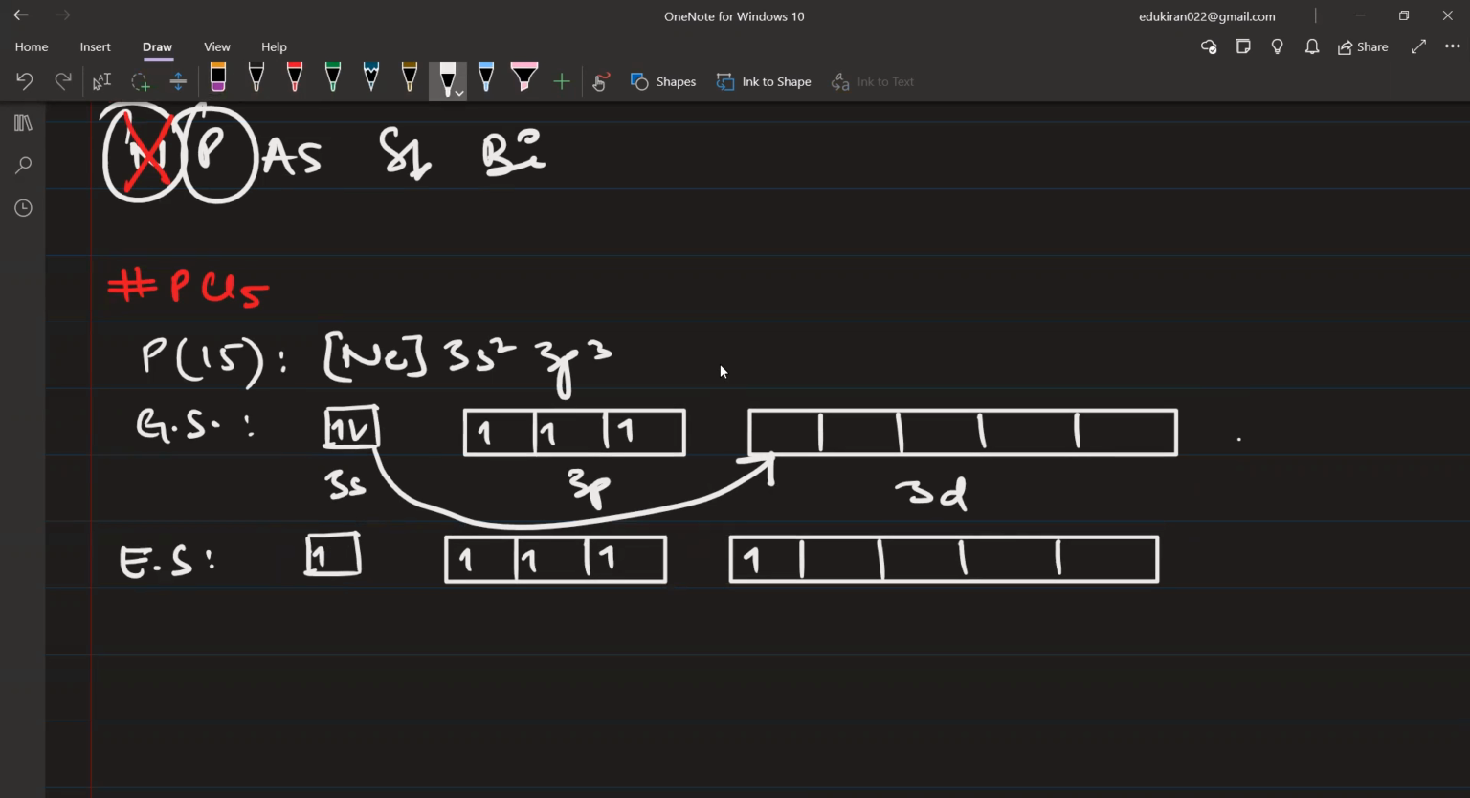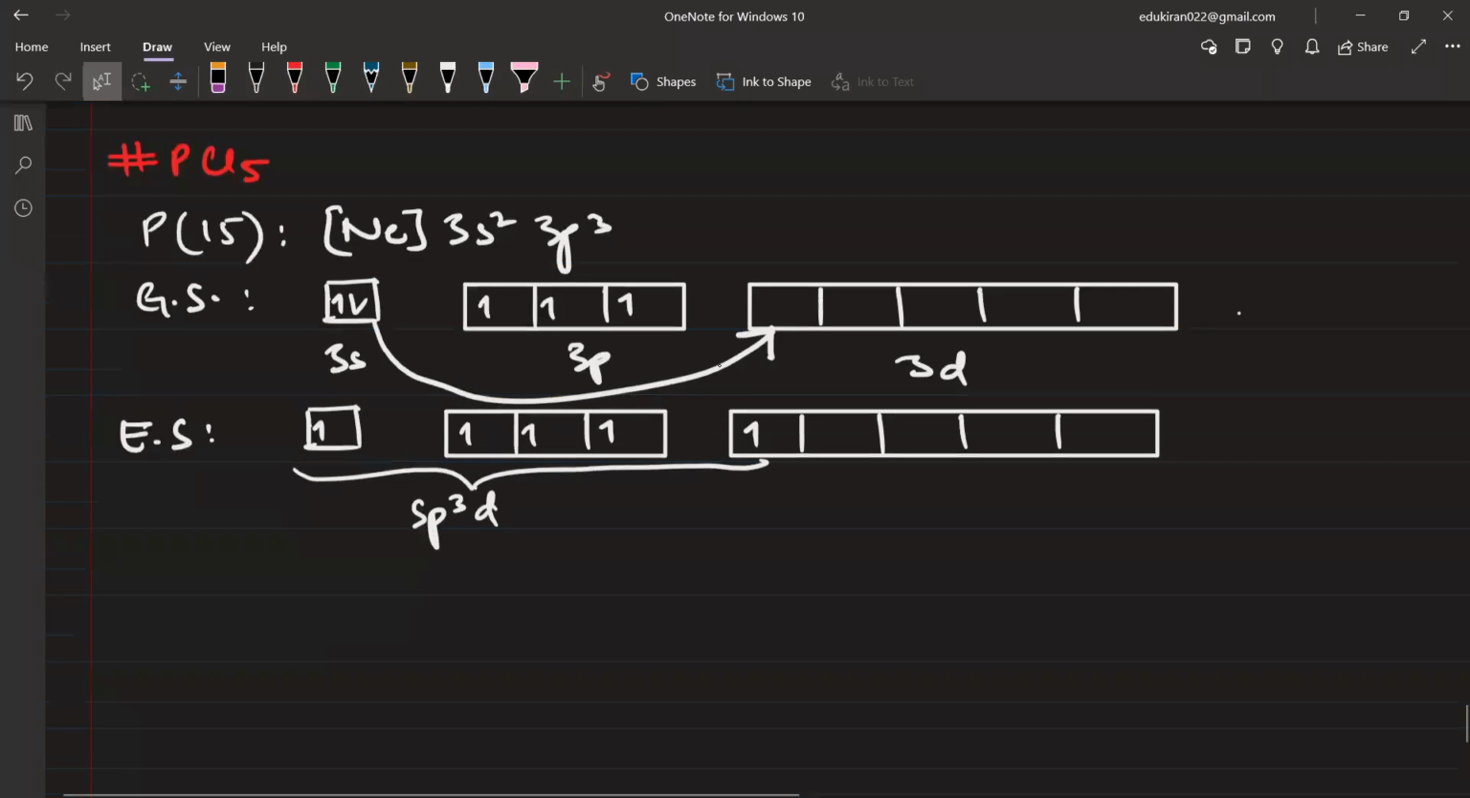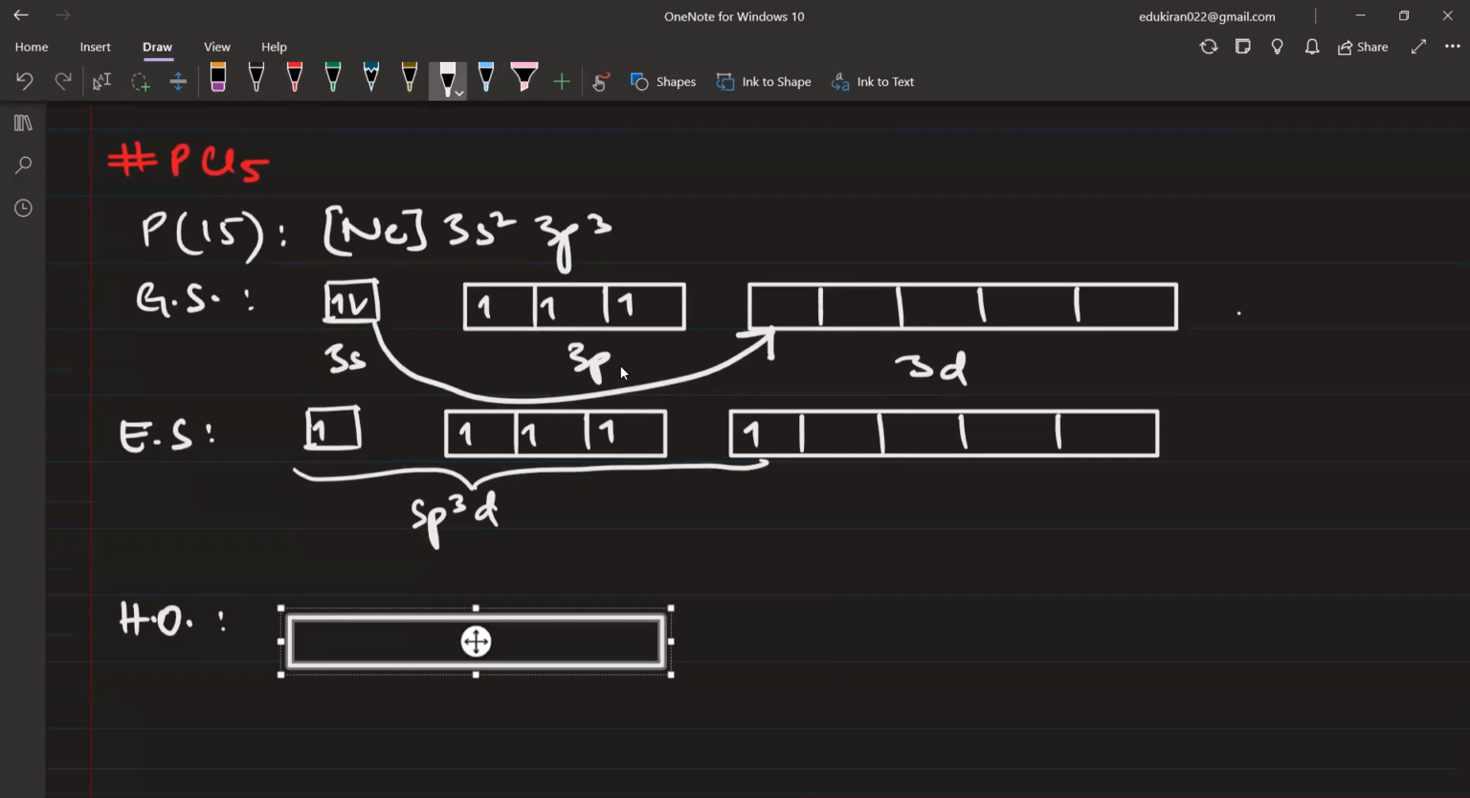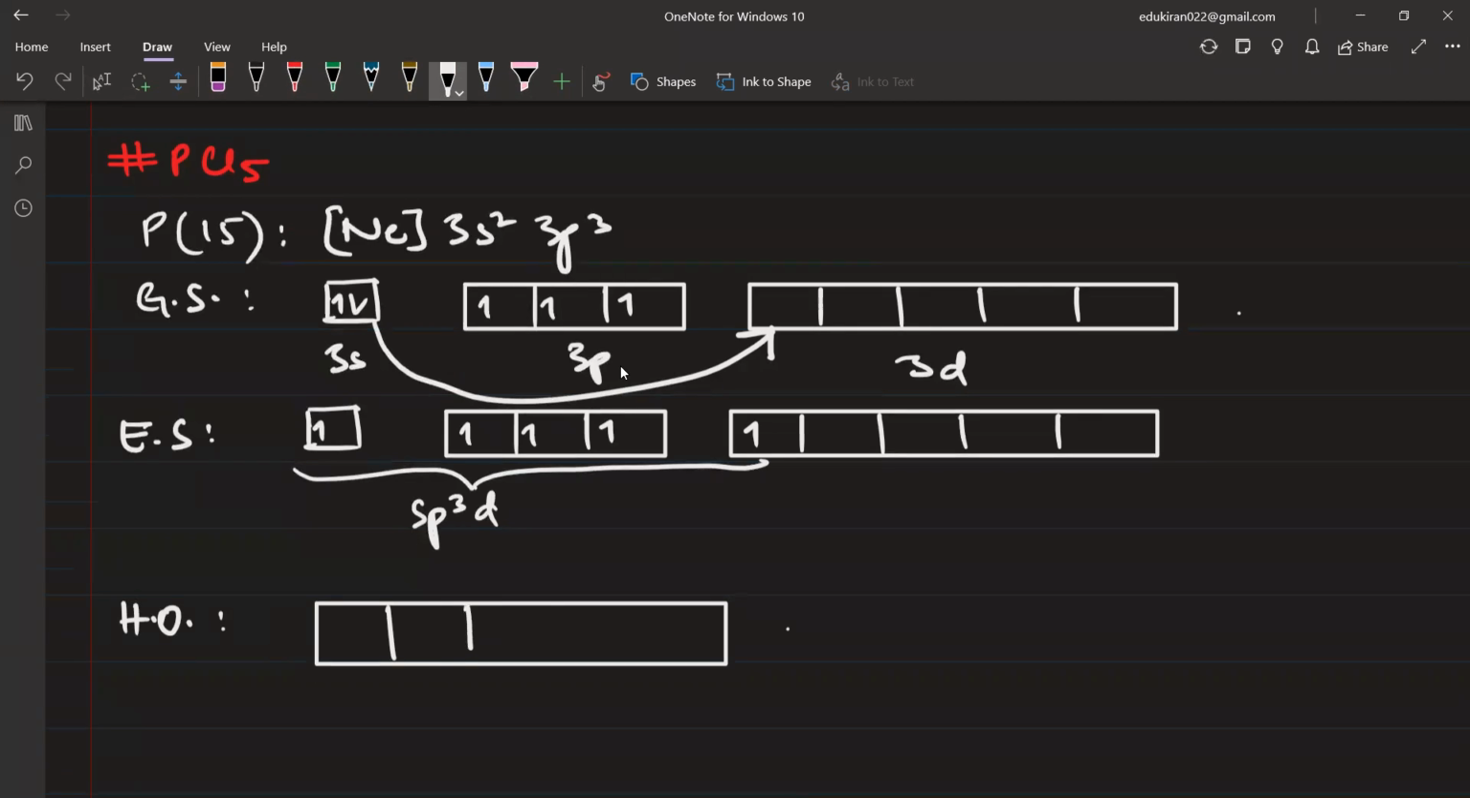And now what we are going to do is hybridize all of these orbitals. As you can see, 1s, 3p and 1d. The sp3d hybrid orbitals are going to hybridize, leading to formation of hybrid orbitals. 5 hybrid orbitals will be formed. All of them will have the same shape. All of them will have the same energy. 1, 2, 3, 4, and 5. So 1 electron each.